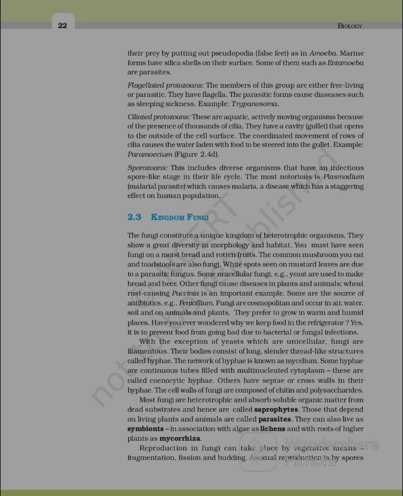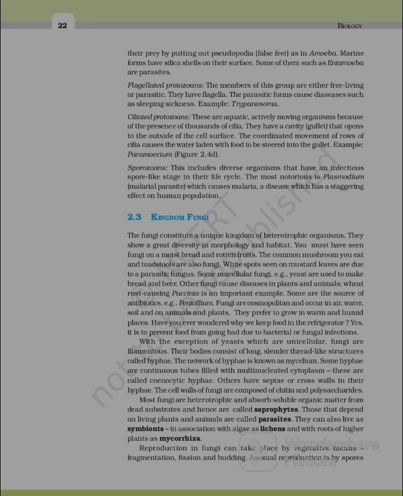With the exception of yeast, which are unicellular, fungi are filamentous. Their bodies consist of long, slender, thread like structures called hyphae. The network of hyphae is known as mycelium. Some hyphae are continuous tubes filled with multinucleated cytoplasm. These are called coenocytic hyphae. Others have septae or cross walls in their hyphae. The cell walls of fungi are composed of chitin and polysaccharides.